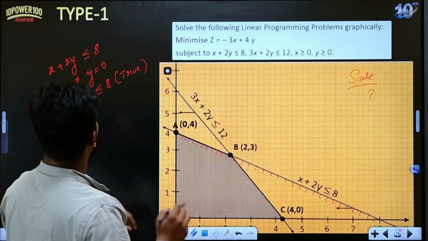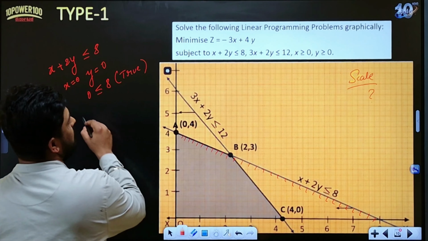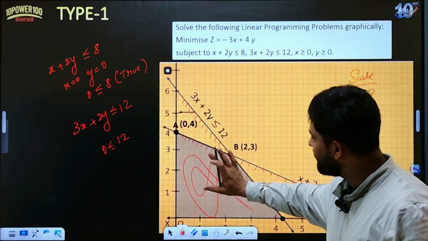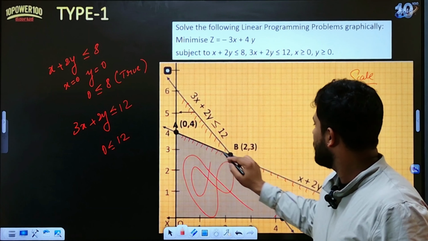Okay, now the next equation is 3x plus 2y less than or equal to 12. So once again you get 0 less than or equal to 12. So this is also true. So in this case you go for this region. Look at this. So this is the common region, right? So now this is the feasible region. Okay, now we are good.